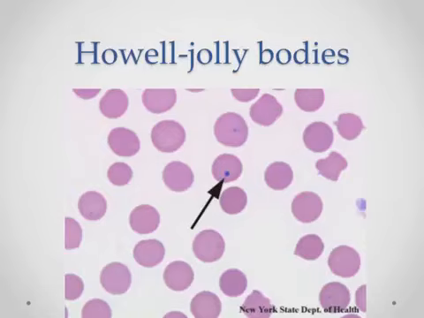What does it represent? It represents a remnant of the nucleus, remnants of DNA, and this occurs in cases of megaloblastic anemia and also in post-splenectomy. Sometimes we can see it in other types of hemolytic anemia, but it is really characteristic of megaloblastic anemia.